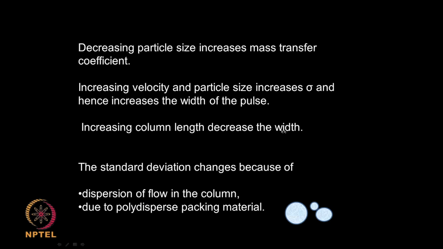Increasing column length decreases the width. So, if I have a longer column, I may have a smaller standard deviation. If I am decreasing particle size, I am increasing the mass transfer coefficient. Increasing velocity increases sigma, and increasing particle size increases sigma, because my mass transfer coefficient decreases there. So, the standard deviation changes because of dispersion of flow in the column due to polydispersed packing material.